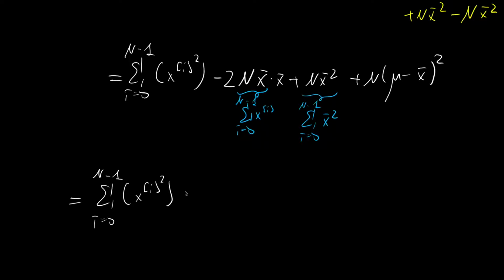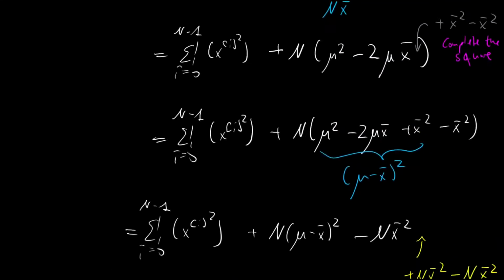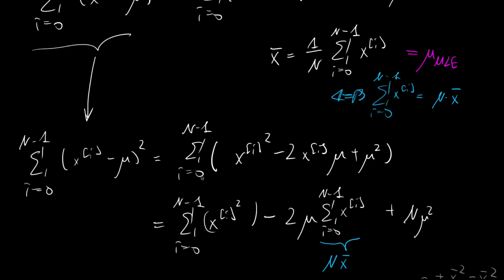If we put this in, then we have the summation from i=0 to capital N minus 1 over xi squared, minus 2 x bar times the summation from i=0 to capital N minus 1 over xi, plus the summation from i=0 to capital N minus 1 over x bar squared, and then of course the term that we already found, which was n times (mu minus x bar) squared. And this is the same as we did here, where we broke out the summation into each of the components individually, so we can join it back together.